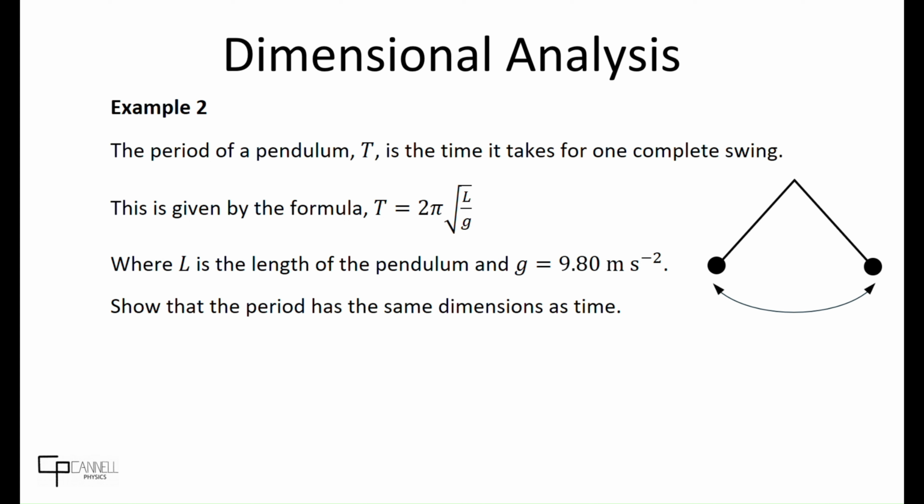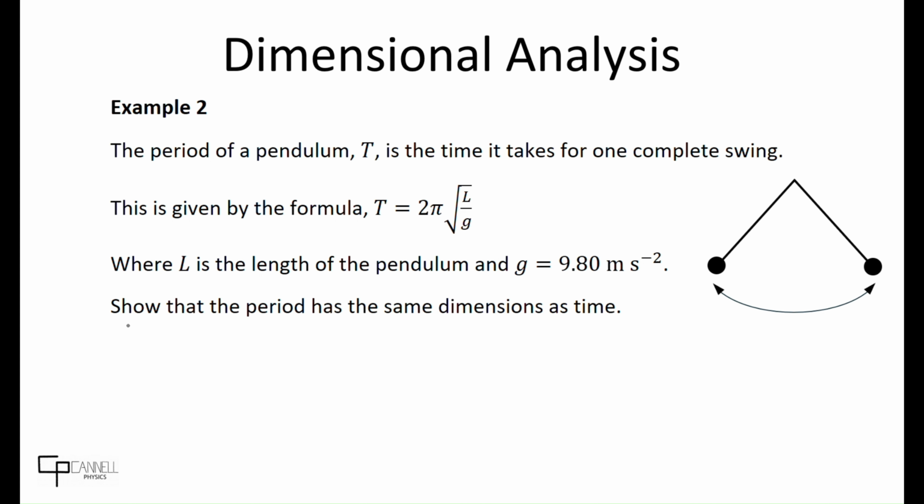And the formula for the period of a pendulum is 2 pi times the square root of L over g, where L is the length of the pendulum and g equals 9.8 meters per second squared. So the length of the pendulum is just this length here. And this value of g is just the acceleration due to Earth's gravity. You don't need to know exactly what this means at this stage, but you do need to take note of these units. And these are the SI units, meters and seconds.